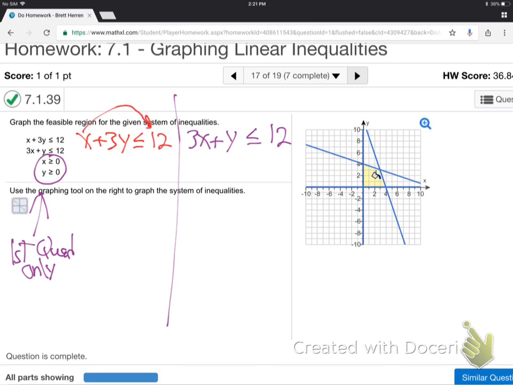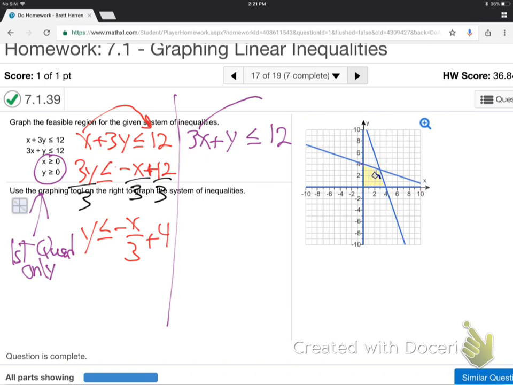So just jump the x over. 3y less than or equal to negative x plus 12. And then divide by 3. Well, that's going to equal to negative x over 3 plus 4. Like that. So I got y alone in that one. And then get y alone in the other one. Jump the whole 3x over. That one's done. Y is alone, just like that.